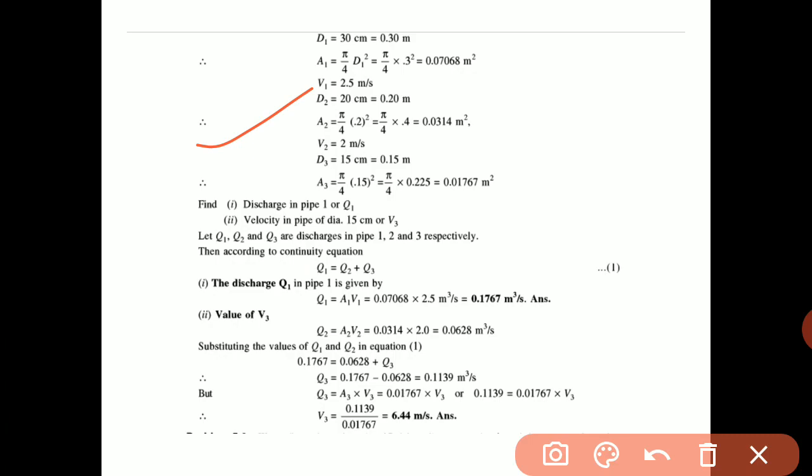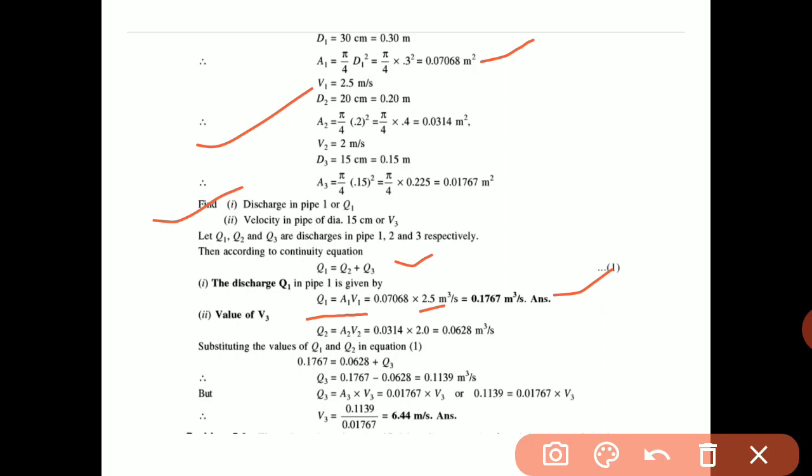Now we are going to find the discharge in pipe 1, or Q1, and the velocity in the pipe of 15 centimeter diameter, or velocity at the third position. According to the continuity equation, Q1 is equals to Q2 plus Q3. The discharge in pipe 1 is given by Q1 is equals to A1 V1. We know A1, we have calculated it here. V1 is given, that is 2.5 meter per second. So we'll get the discharge at first position Q1 as 0.1767 meter cube per second.